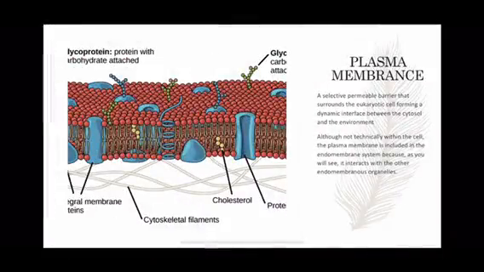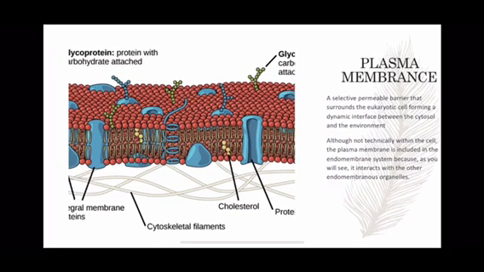Lastly, we have the plasma membrane. It's a selectively permeable barrier that surrounds the eukaryotic cell, forming a dynamic interface between the cytosol and the environment. And although it's not inside a cell, it's still included in the endomembrane system as it interacts with the organelles in the endomembrane system.